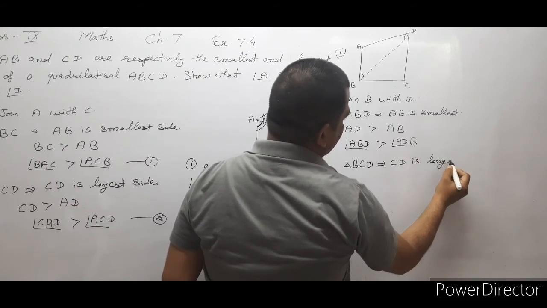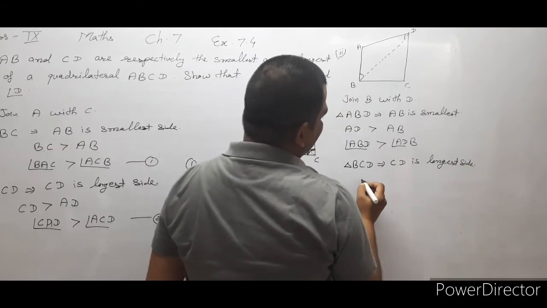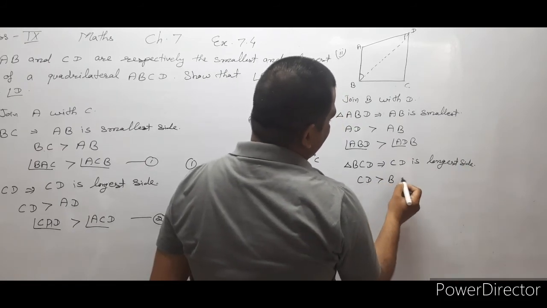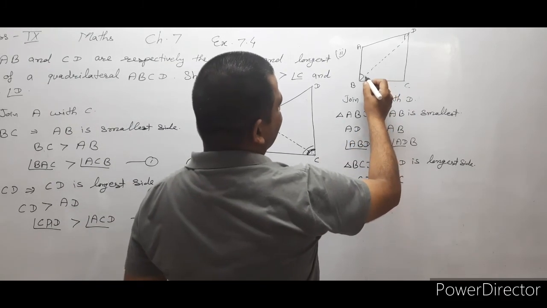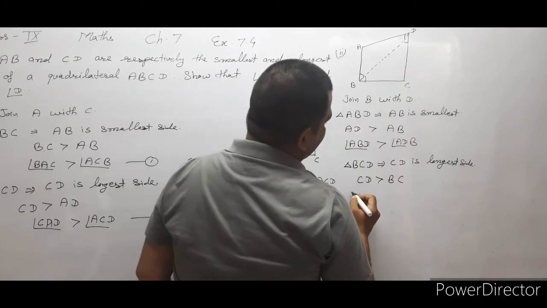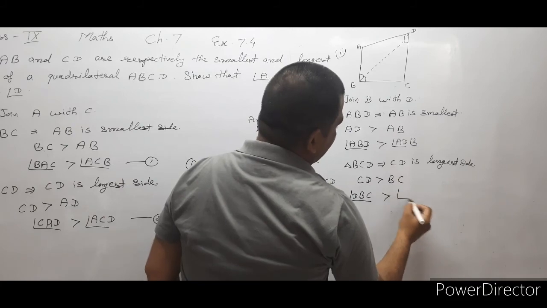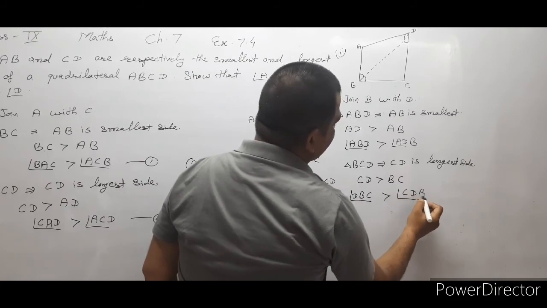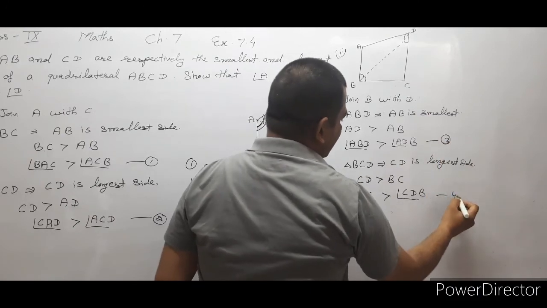Again, CD is the longest side. If it is the longest side, that means CD is greater than BC. If CD is greater than BC, that means this angle is also greater than this angle. We can write it as angle DBC is greater than angle CDB. This is equation number 3. This is equation number 4.